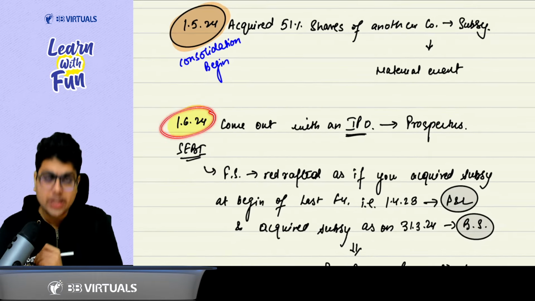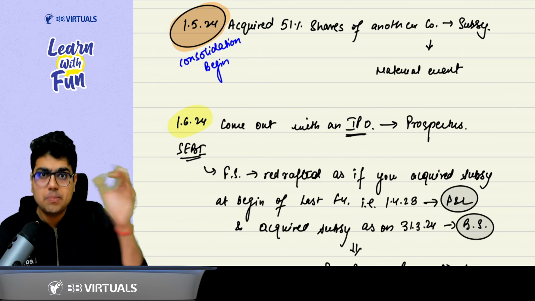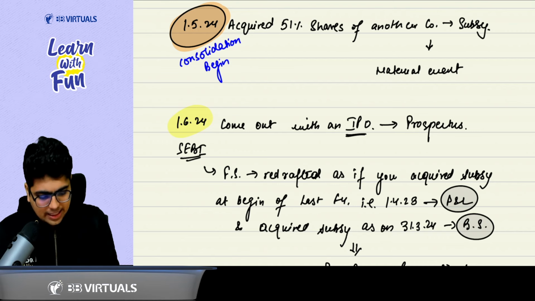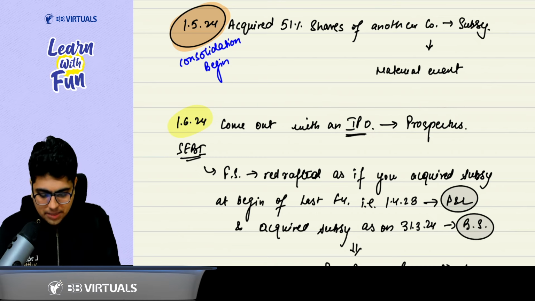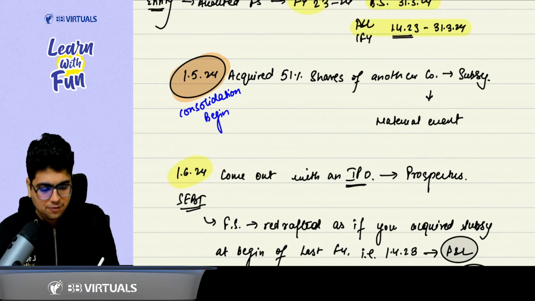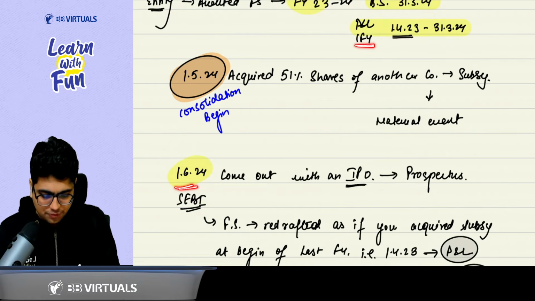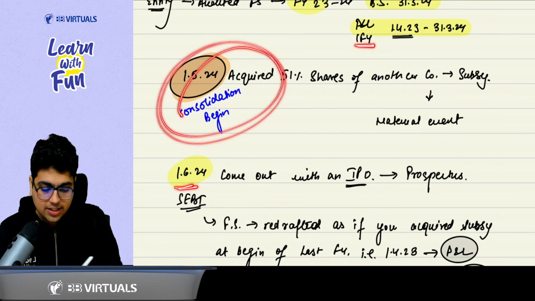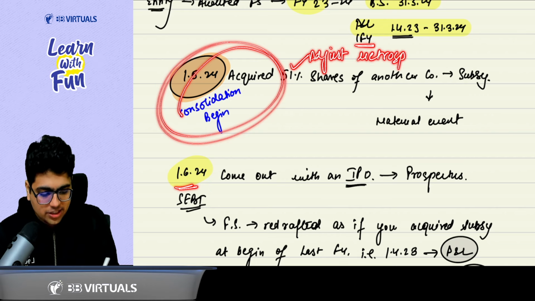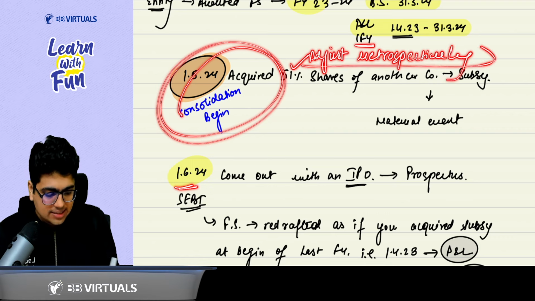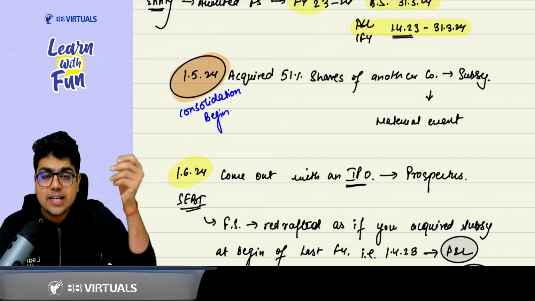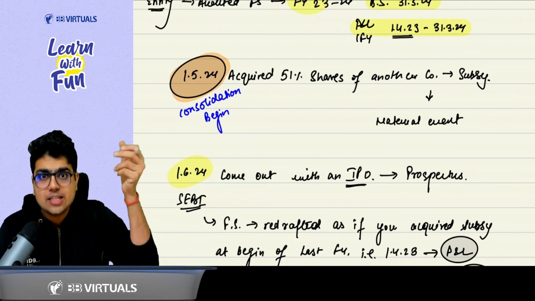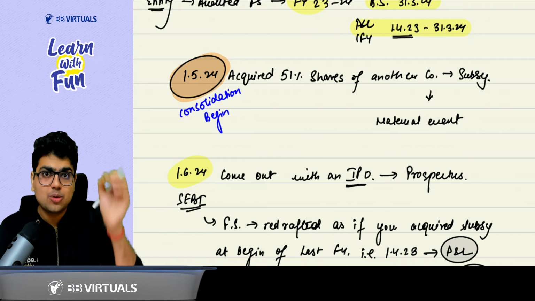Now, on 1st of June 2024, it decided to go public. It decided to go public, that is, it decided to launch an IPO. Whenever you have to launch an IPO, you have to come out with a prospectus. But as per the SEBI guidelines, if between the year end and the date of IPO, there is a significant event, you need to adjust it retrospectively. That means you need to assume what would have been the financial statements, what would have been the financial performance, if this subsidiary was acquired earlier.